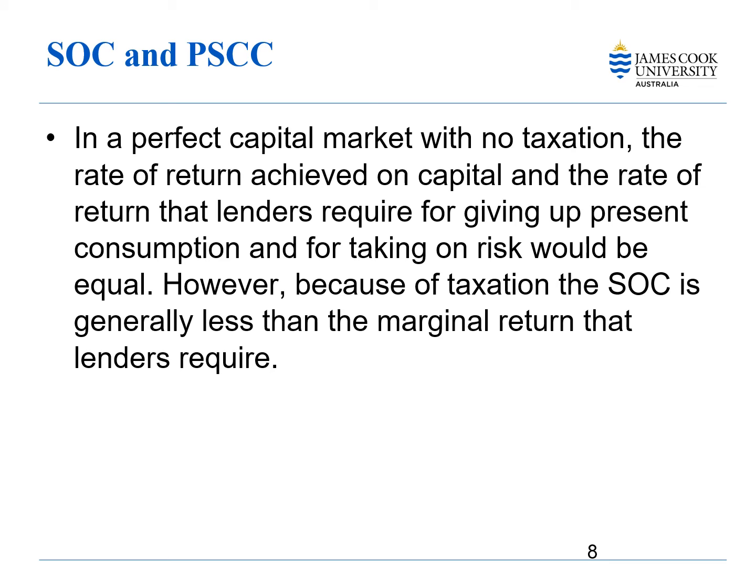In the perfect capital market with no taxation, no distortion, the rate of return achieved on capital and the rate of return that lenders require for giving up present consumption and for taking on risks will be equal. However, because of taxation, the social opportunity cost is generally lower than the marginal returns that lenders require.